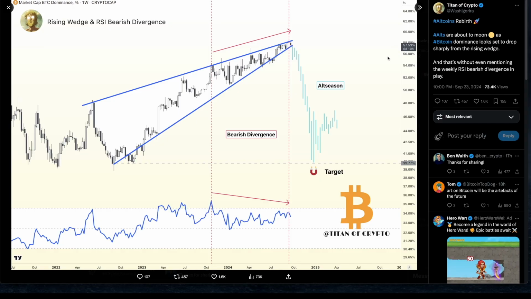And also Bitcoin dominance on a weekly time frame. Mr. Titan is saying that alts are about to moon, as Bitcoin dominance looks set to drop sharply from the rising wedge, and that's without even mentioning the weekly RSI bearish divergence in play, guys. So we've got bearish divergence in here for RSI on a weekly, and also we've got this rising wedge, okay? So that could potentially mean, based on the technicals, that this thing is going to drop like heck, and hopefully Kaspa is going to pump at this time.